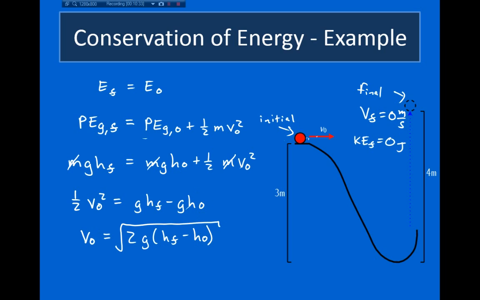And if I plug all this into a calculator, I'll see that this is equal to 4.43 meters per second. So that was how fast this ball has to be traveling up here at the top of the ramp, so that when it comes down here and then gets launched into the air, it'll reach a final height of 4 meters.